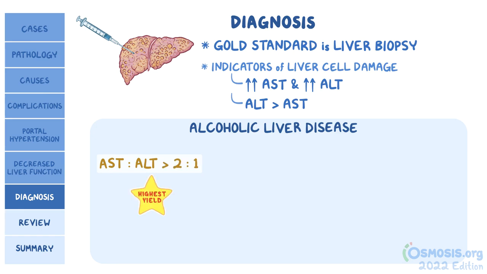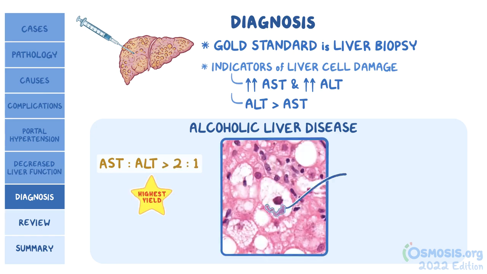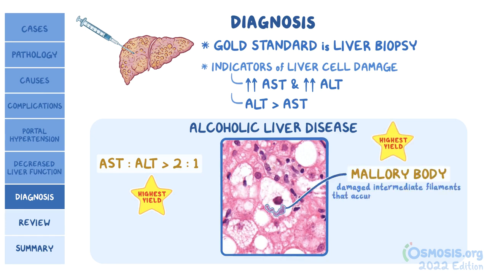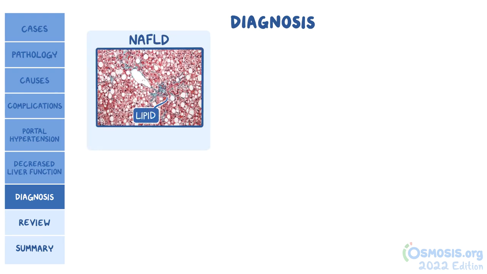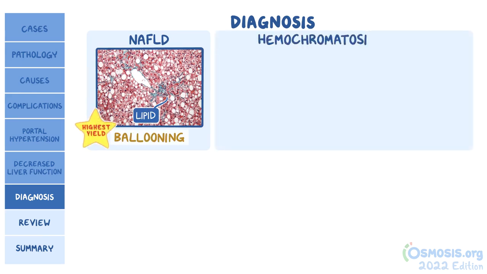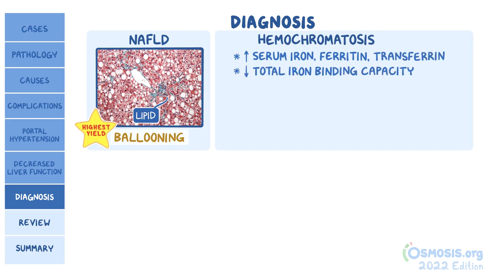For alcoholic liver disease, remember that the histology will show Mallory bodies, which are damaged intermediate filaments that accumulate inside hepatocytes. These are eosinophilic, so they appear pink on the H&E stain. In NAFLD, lipids build up inside the hepatocytes, causing them to swell up, which is called ballooning. For hemochromatosis, look for high serum iron, ferritin, and transferrin, but low total iron binding capacity.